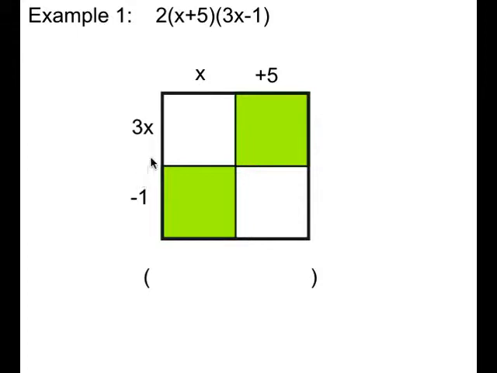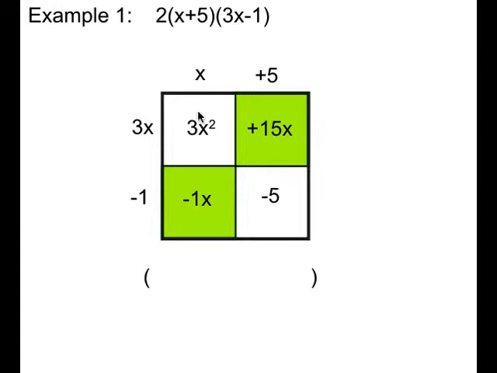Now, some of you struggled with this idea in the first one, but to find this box right here, we're taking 3x times x, which is 3x squared. To find the green box, we're taking 3x times positive 5, which is positive 15x. To find the bottom left green box, we're taking negative 1 times x, which is negative 1x. And negative 1 times positive 5 is negative 5.